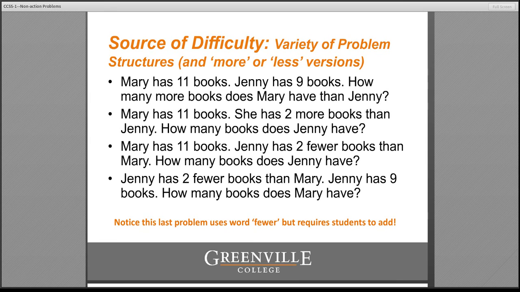And we also see that the final problem, Jenny has 2 fewer books than Mary. Jenny has 9 books. How many books does Mary have? This is actually you have to add the 2. So that is a language variation that can be quite difficult.